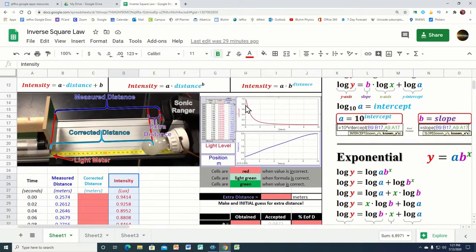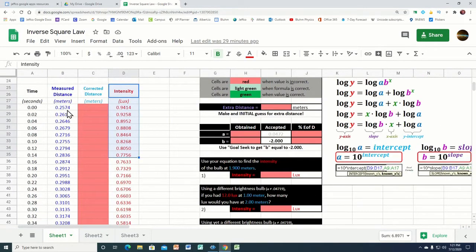The intensity over the same interval of time dropped off very differently. But one thing we can see, that as these numbers get bigger and bigger and bigger, greater distances, the intensity gets less and less and less and less. So it looks like they're inversely related right there.